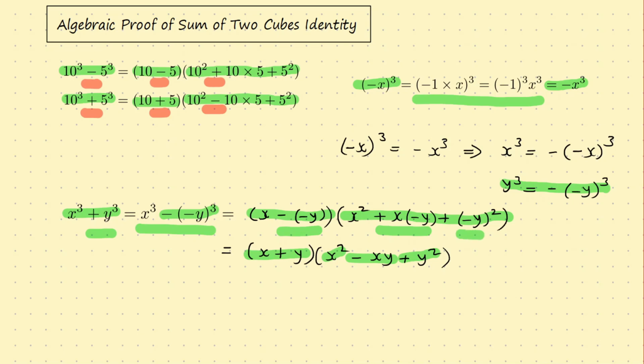And we're done. So we can now see that the sum of two cubes identity is simply a variant of the difference of two cubes identity. For example, if we wish, we could expand 10³ + 5³ as 10³ - (-5)³, and then use the difference of two cubes identity. And of course, the reason that we can do that is due to this fact that we demonstrated earlier.